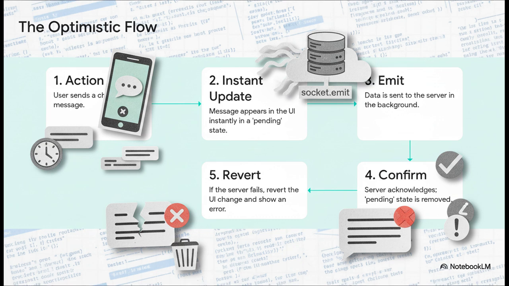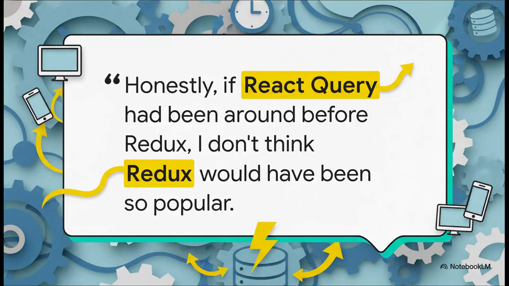And only in that rare case where something goes wrong, step 5, do we have to roll back, remove the message, and show an error. But for 99% of interactions, the user experiences zero lag. Now, you might be thinking, that sounds really complicated to manage. And you're right. Doing this from scratch used to be a huge headache. But modern data fetching libraries are an absolute game changer here.